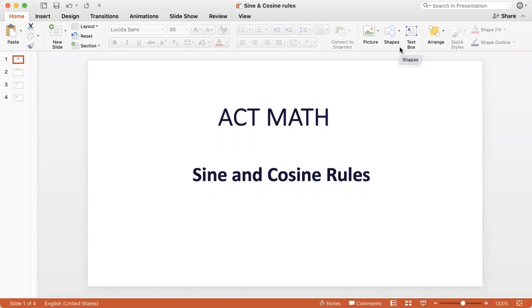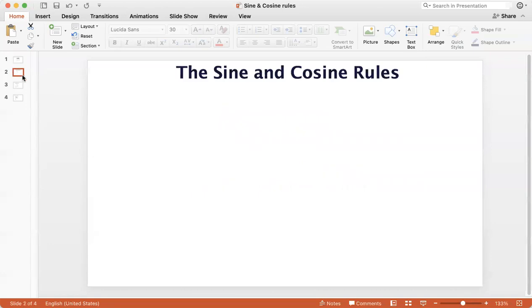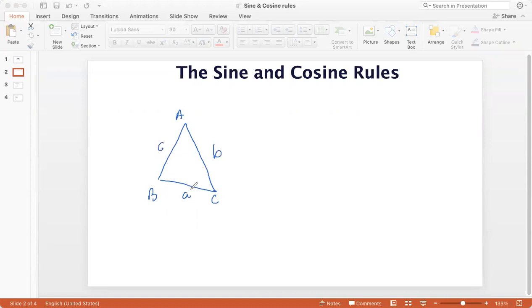In today's video, we'll discuss the sine and cosine rules which are tested on ACT Math. So let's begin. Let's say I have a triangle ABC, right? The notation is that the side opposite angle A is denoted by small a, the side opposite angle B by small b, and the side opposite angle C by small c.